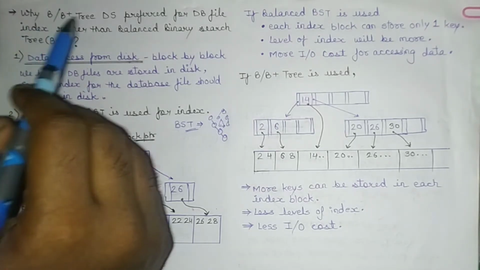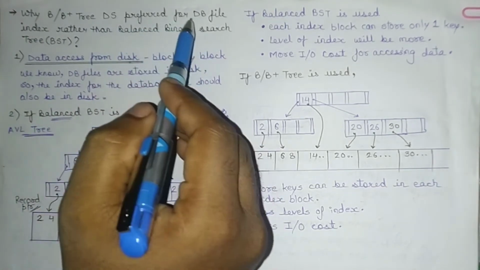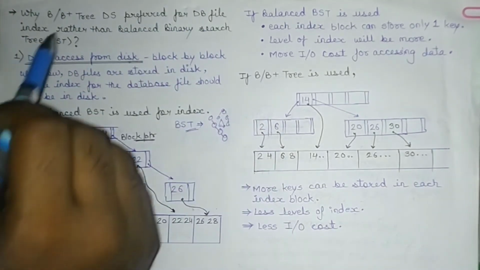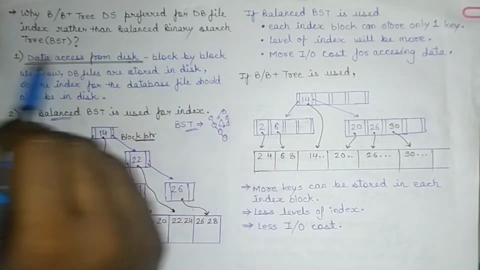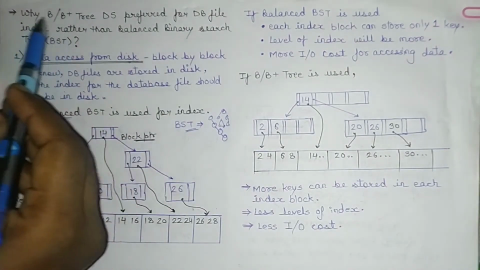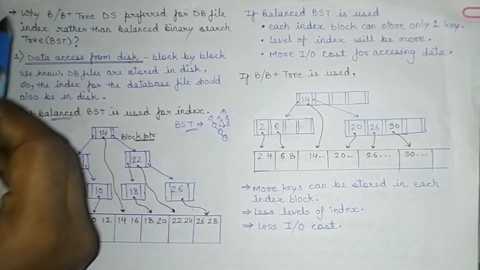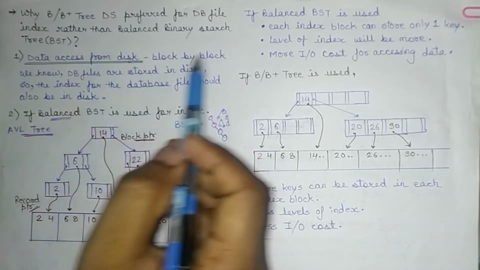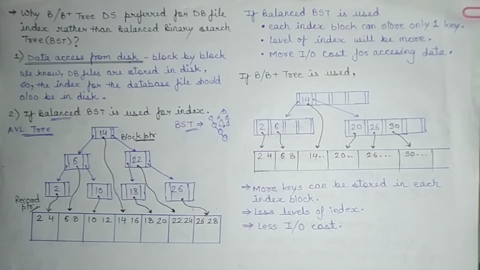Today we'll be discussing why B or B plus tree data structure is preferred for database file indexing as compared to balanced binary search tree. In another way, we can say that we'll be discussing what are the advantages of B or B plus tree in indexing rather than using the balanced binary search tree, right?